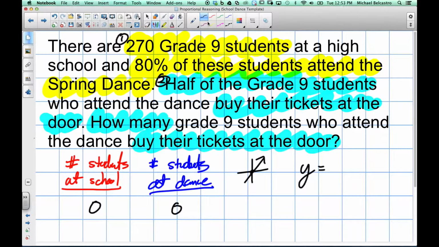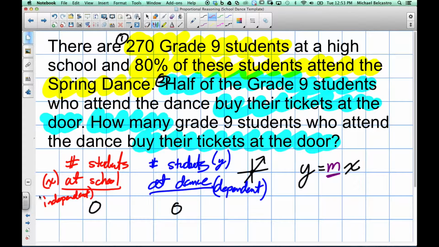That means we're going to be using this type of formula: y is equal to m, which is our rate, times x. Now luckily, they've pretty much given us our rate. We just have to define our variables. In this case, we want y, our dependent variable. That's going to be the number of students at the dance. And our x variable is the number of students at the school. That's our independent variable. So as the number of students at a school increases or decreases, the same would happen to the number of students at a dance, hence y depending on x.